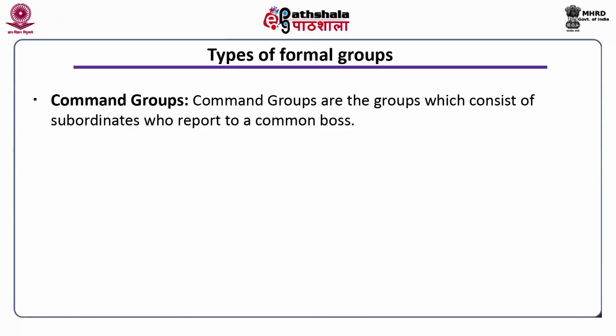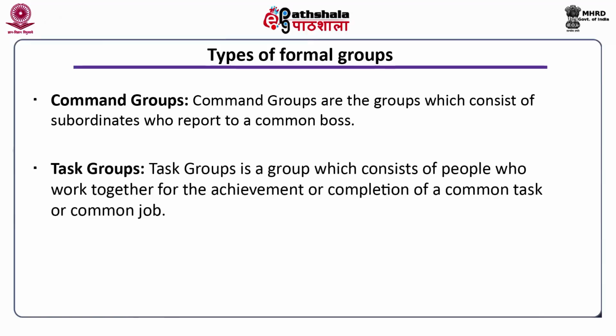For example, A is the boss with B, C, D, E, F, G and H as employees under him who report directly to him. Here B, C, D, E, F, G, H are the parts of the command group. Second, we have task groups.